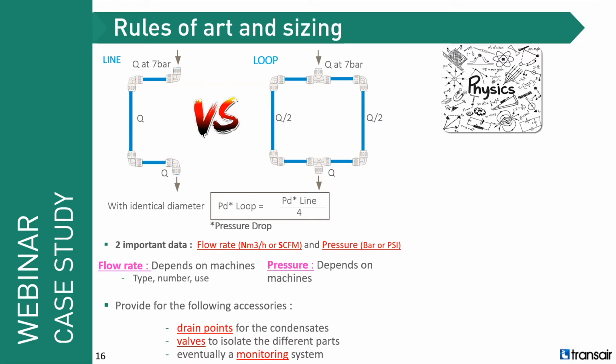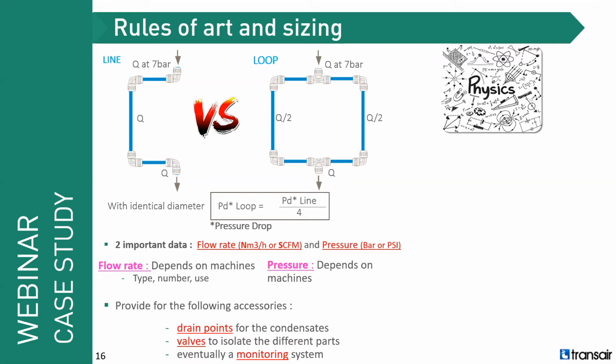On the types, is it just simple tools or really big machines that consume a lot of air, the numbers, and the use. Are they going to be used every day, only during the afternoon, during the night, etc. When it comes to flow rate and design, we always go for the worst case, meaning when the most machines are going to work. Regarding pressure, it depends on the machines only.